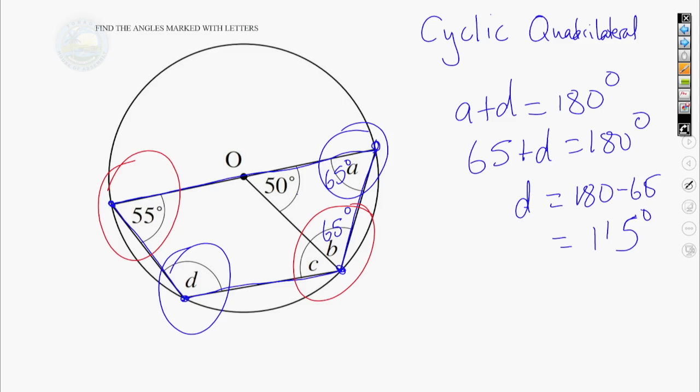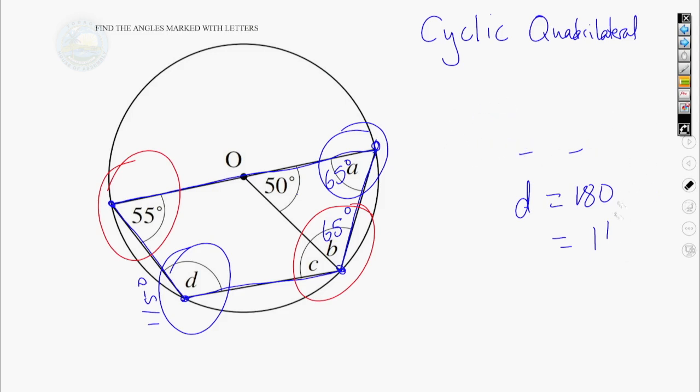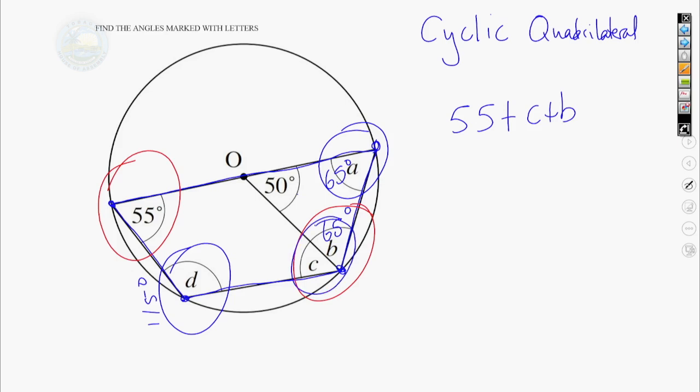Now what about the others? Well, we already know this is 115. So just write that there for now. Similarly, the opposite sides of the cyclic quadrilateral, when we add the angles there, they'll add up to 180 degrees. So that means that 55 plus C plus B, because this angle here on a whole is C plus B, when we add those together, that will be equal to 180 degrees.